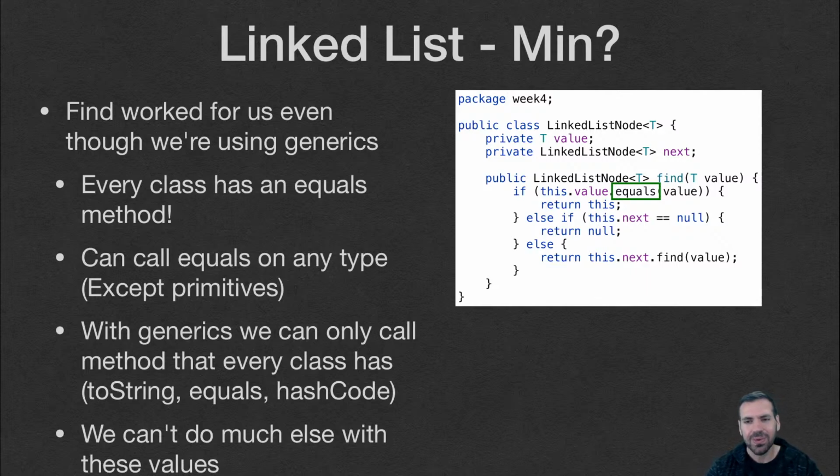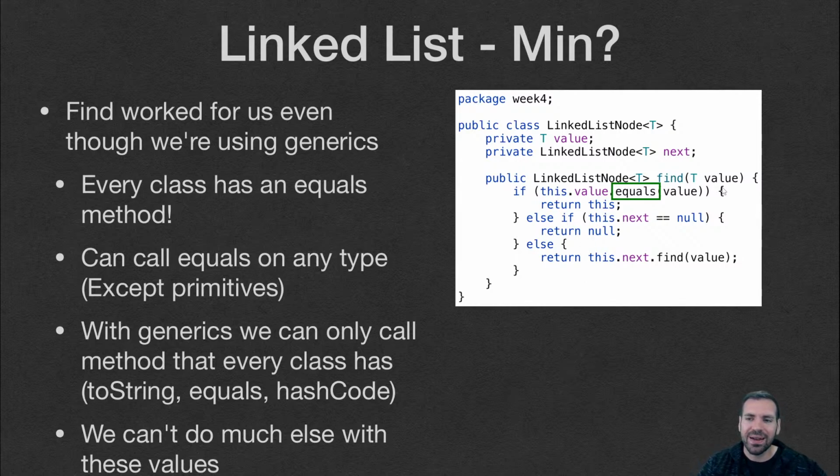Wait, did we? No, toString was with linked list node of int. Linked list node int class, so we didn't have to. But we could do a toString as well in the same way because everything has toString. So we can call those methods with T, but we're really limited. There's not much else we can use, not many other methods that we can call on every single object in Java. So this isn't going to get us very far.